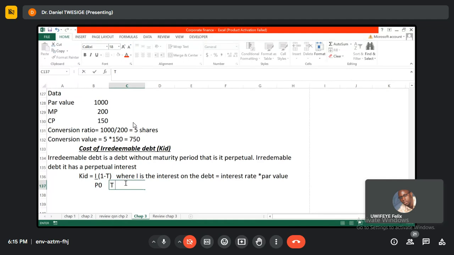Now, T is corporate tax, and P0 is the ex-interest price. Remember we talked about ex-div price. Even here we talk about an ex-interest price, the price without considering the interest that you have announced to pay.